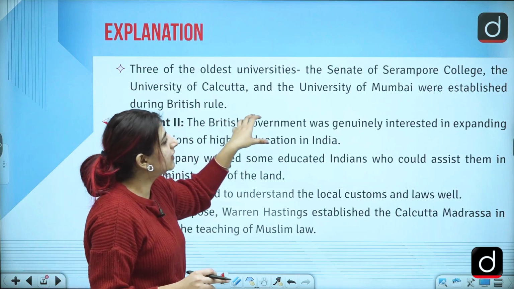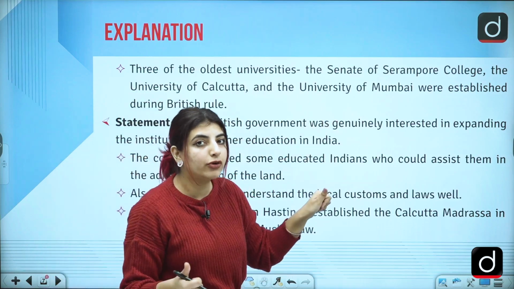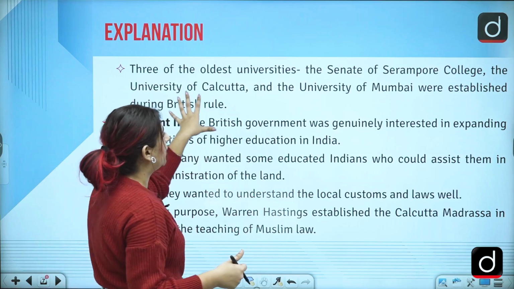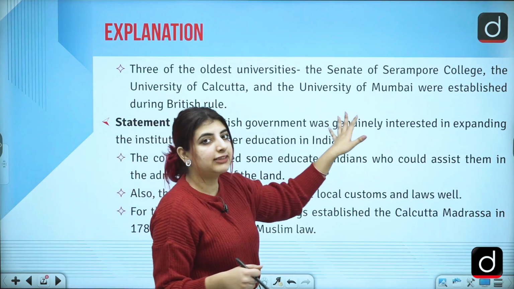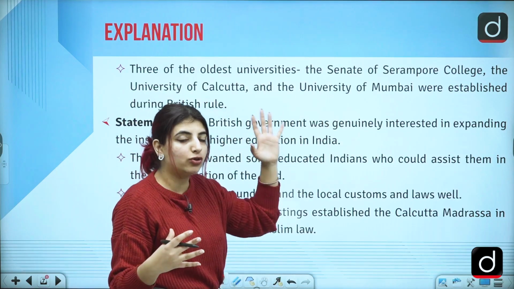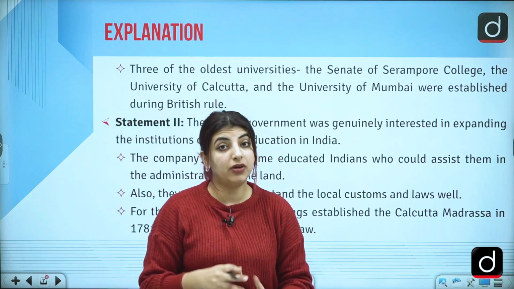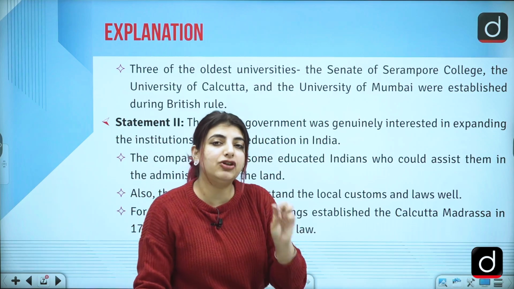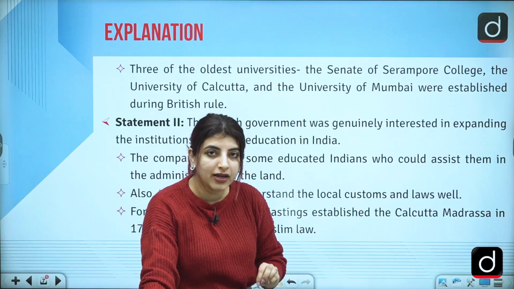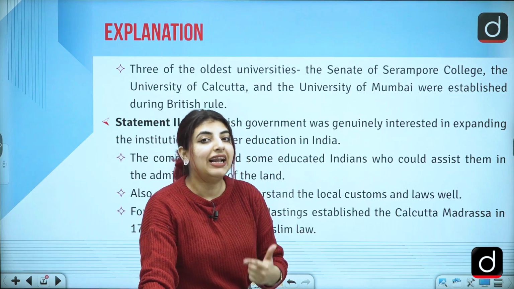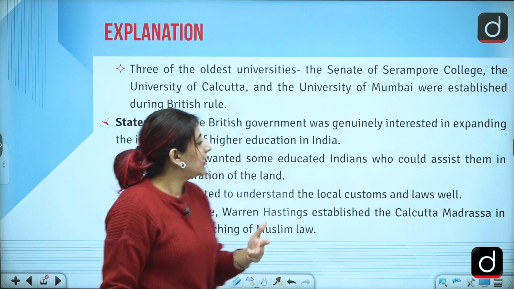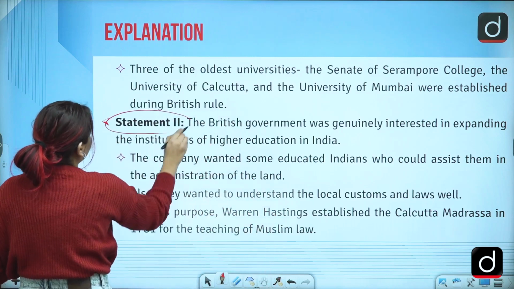Three of the oldest universities, the Senate of Serampore College, the University of Calcutta, and the University of Mumbai, or Bombay as it was called at that time, were established during the British rule. So there were many universities which were established. The main three of them were the University of Bombay, Calcutta and Madras. Correct? Now coming to statement 2, why do we think it is incorrect?